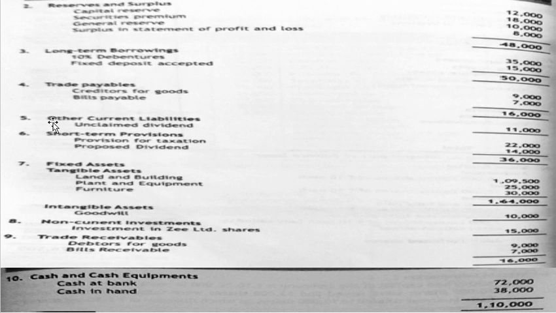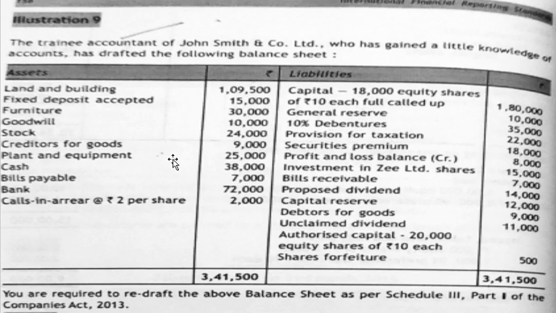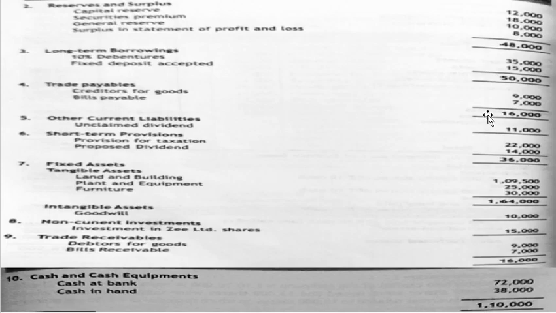Then the other item is other current liabilities, which is your unclaimed dividend. It is mentioned in the question under liabilities: unclaimed dividend 11,000. This is the dividend which has not been claimed by the outsiders, but it is your liability to pay anytime. When they claim it, it is to be paid. This outstanding liability of 11,000 will come under other current liabilities.